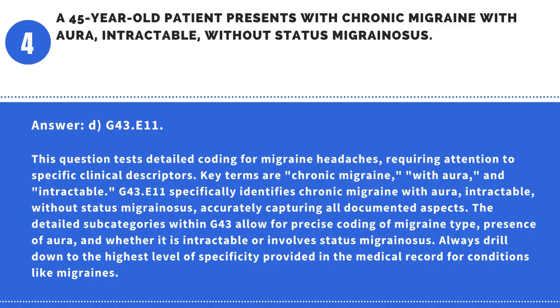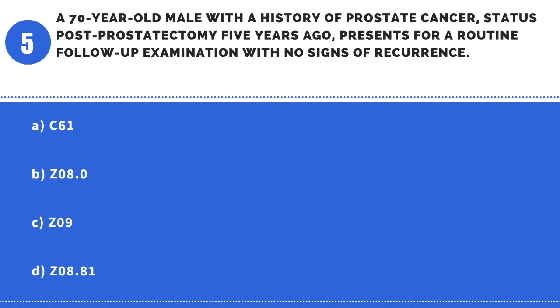G43.E11 specifically identifies chronic migraine with aura, intractable, without status migrainosus, accurately capturing all documented aspects. The detailed subcategories within G43 allow for precise coding of migraine type, presence of aura, and whether it is intractable or involves status migrainosus. Always drill down to the highest level of specificity provided in the medical record for conditions like migraines. Question 5. A 70-year-old male with a history of prostate cancer, status post-prostatectomy 5 years ago, presents for a routine follow-up examination with no signs of recurrence.